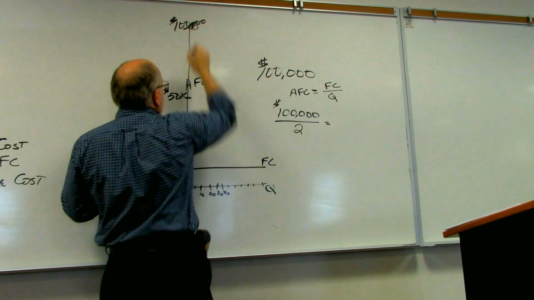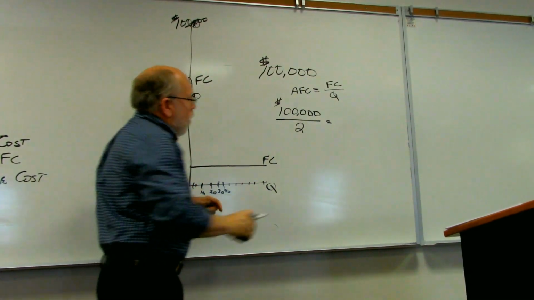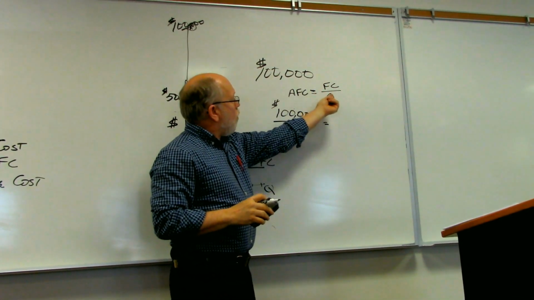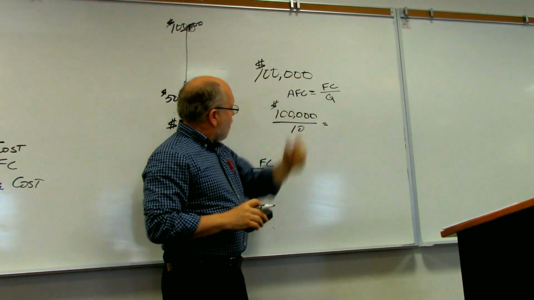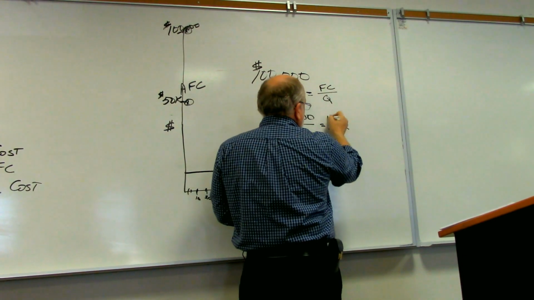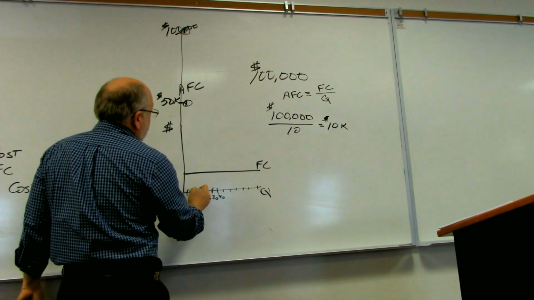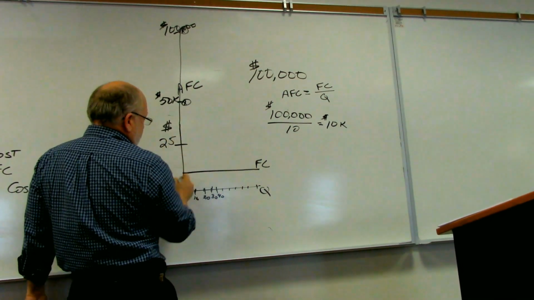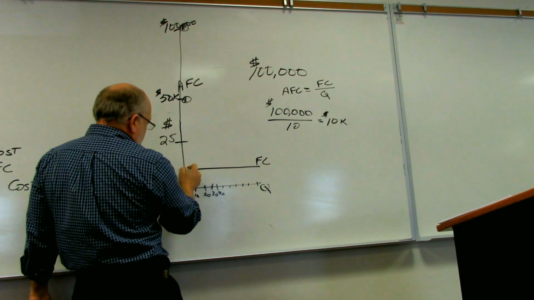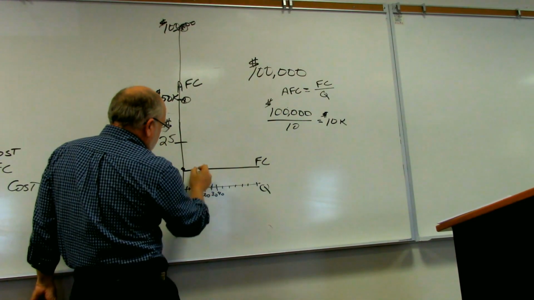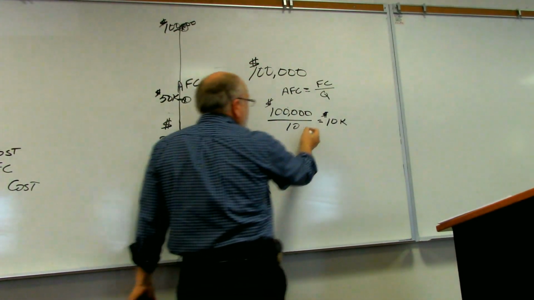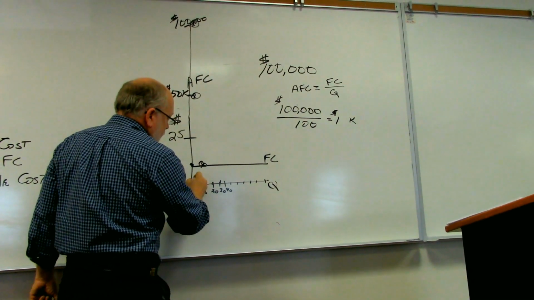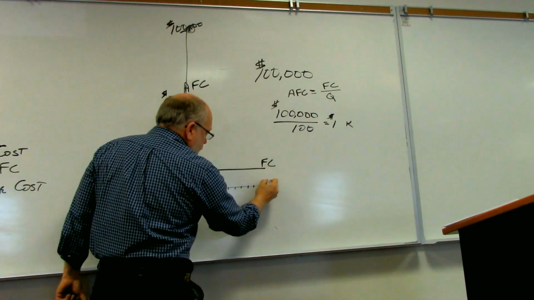So we got one point here. We got another point here. Well, what if we made 10 of these units? Again, the fixed cost stays the same. We made 10, so 100,000 divided by 10 is $10,000. So 10 would be right about in here someplace, right about here. What if we produced 100 of these units? Well, now it's going to come all the way down to $1,000, which is way out here, maybe right here.